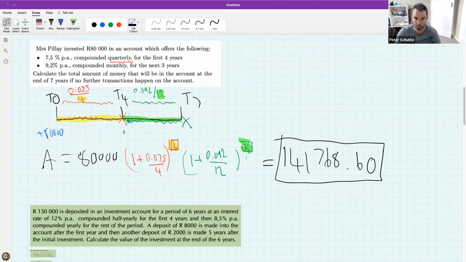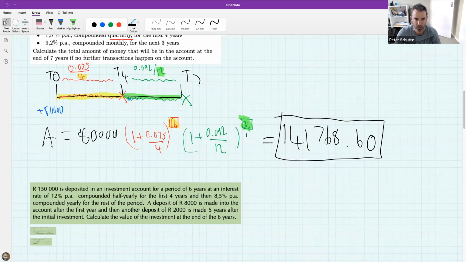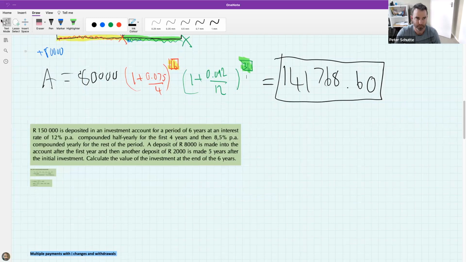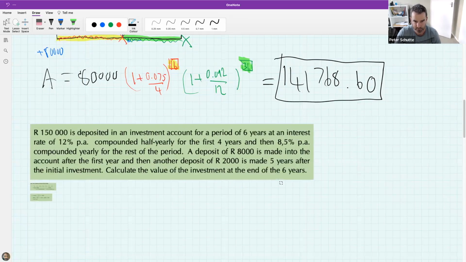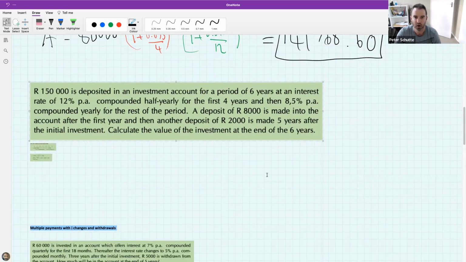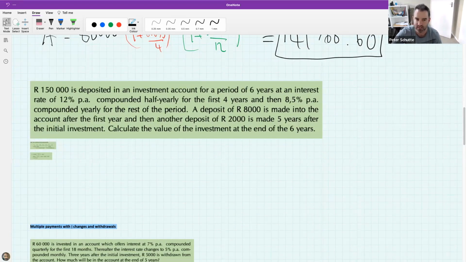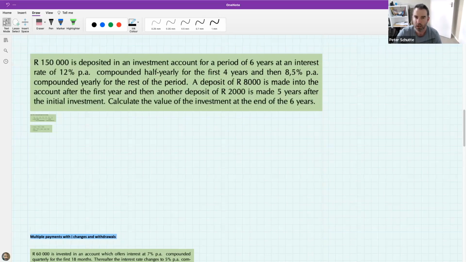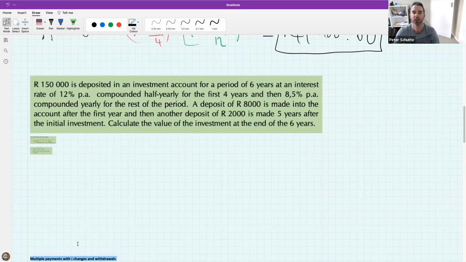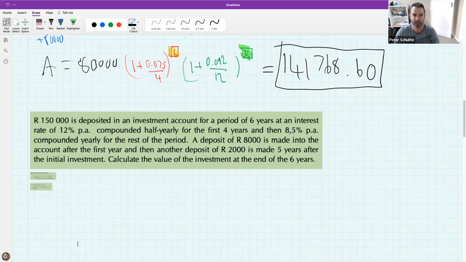Okay, now what we're going to do is we're going to do a different type of, well, similar question, but slightly different. I want you to read this question by yourself, and then I want you to tell me what is different about this question compared to the last question. What is different about this question compared to the last question?